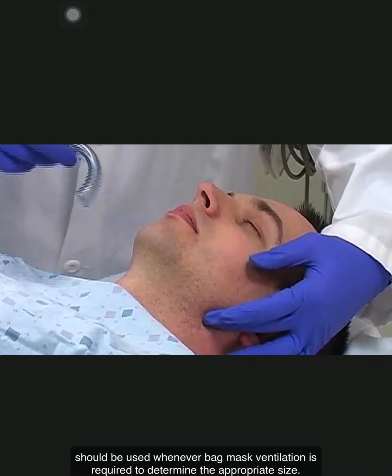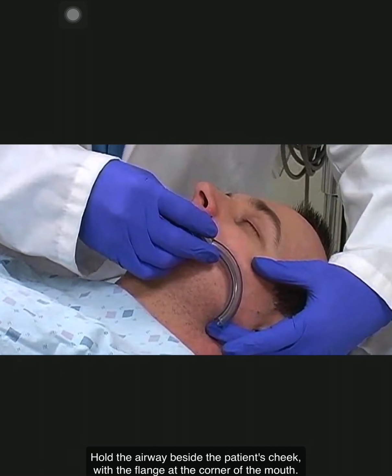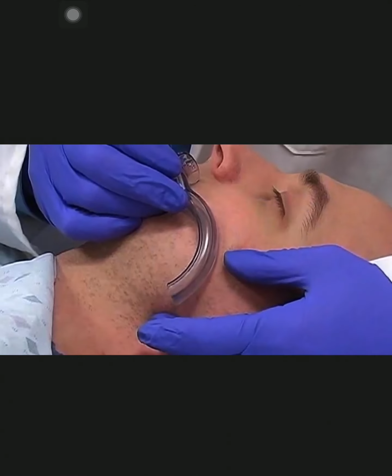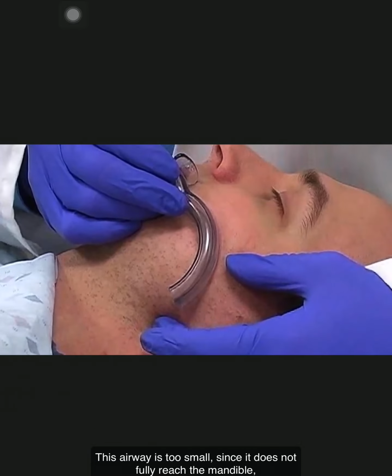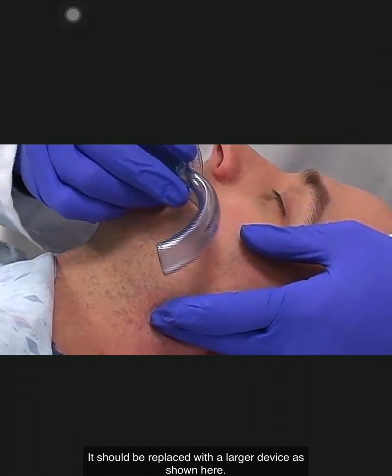To determine the appropriate size, hold the airway beside the patient's cheek with the flange at the corner of the mouth. The tip of an appropriately sized airway should just reach the angle of the mandible. This airway is too small since it does not fully reach the mandible. It should be replaced with a larger device as shown here.